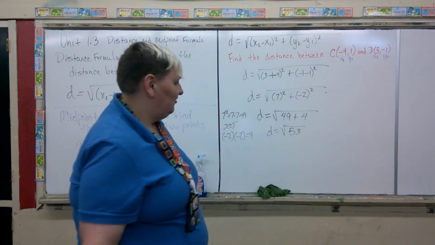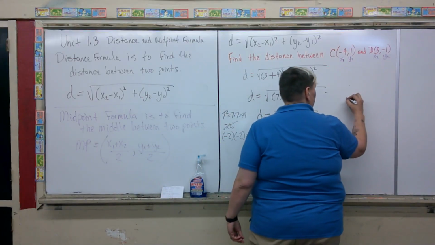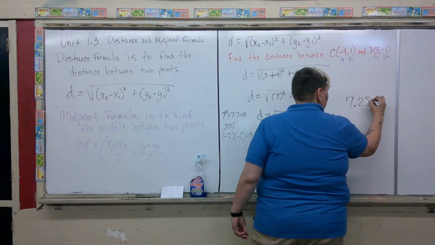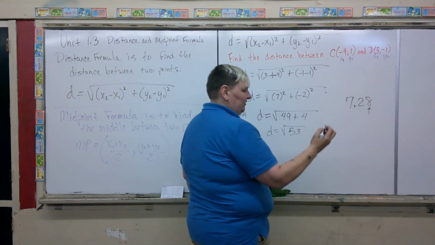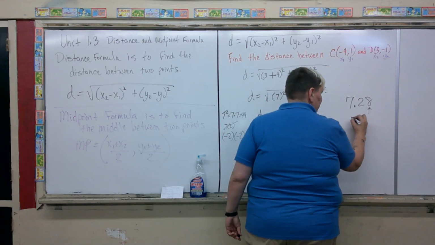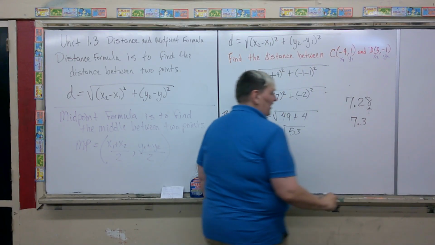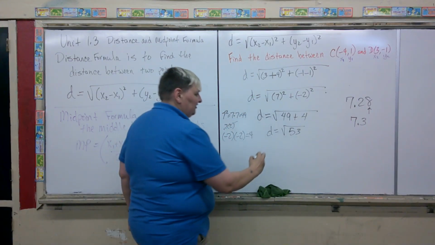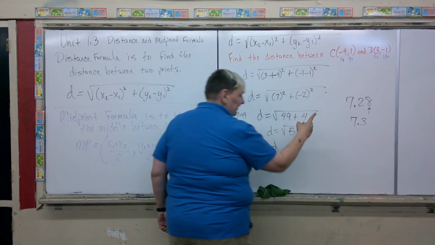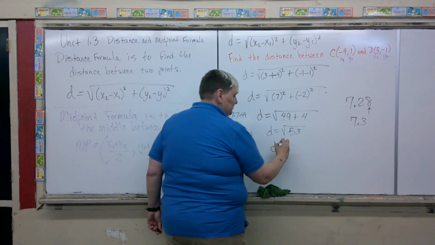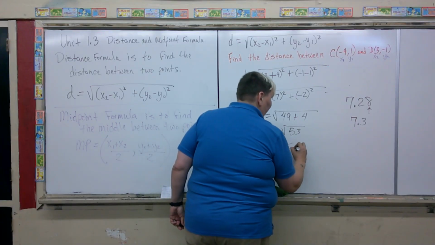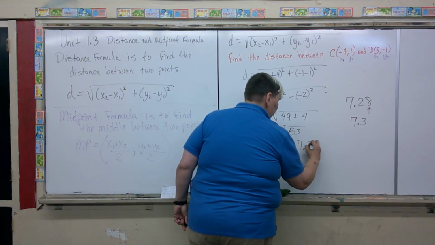7.28. Alright, so if it's 7.28, this is higher than 5. So we're going to round up, right? That's going to change this to 7.3. We're going to round up. So the distance, not equal to, because it's a decimal, right? It's not a perfect square. Approximately 7.3.